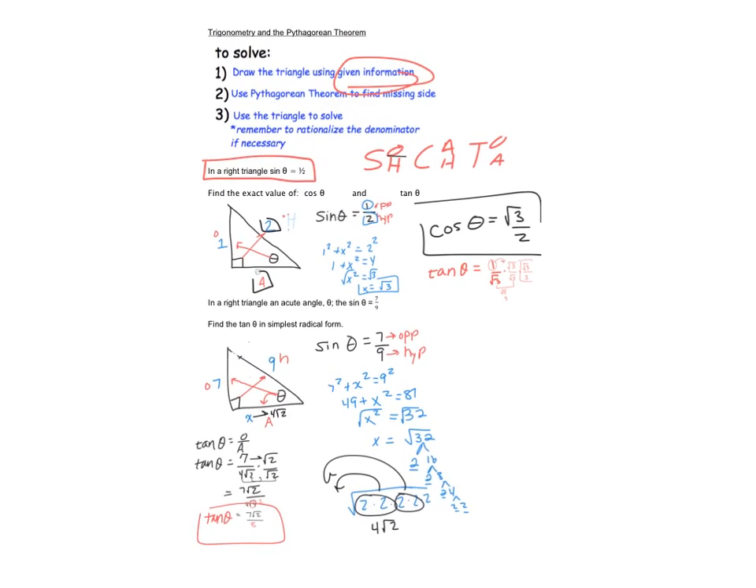So this is all you do for the lesson. You basically draw the triangle, label it with your sine or cosine or tangent, whichever one they give you. Use Pythag theorem to find your missing side, and then use the triangle to solve. Rationalize those denominators if necessary. If you don't rationalize it, I won't take off 1,000 points. I might take off half a point.